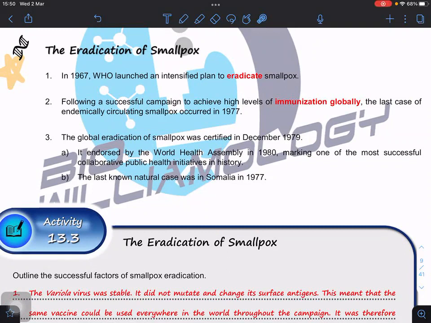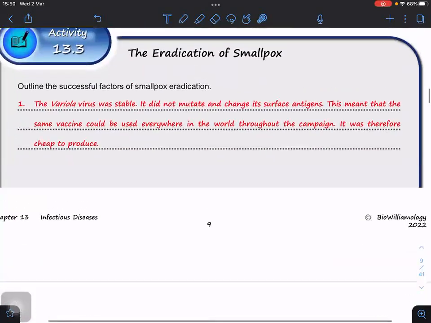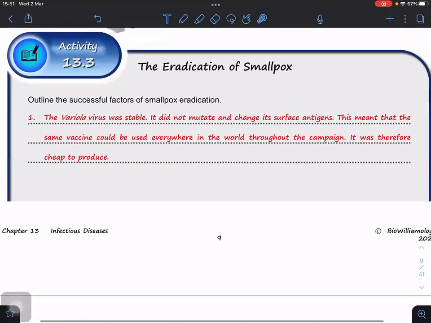So what is the success factor? Until now, no other disease has been done this way. It's only 2 diseases. I can't recall the other disease, but it's 1 out of 2 diseases that managed to be eradicated through vaccination programs. Okay? Clear? Any questions so far? Now, what is the success story here? Not a story, but the factors.